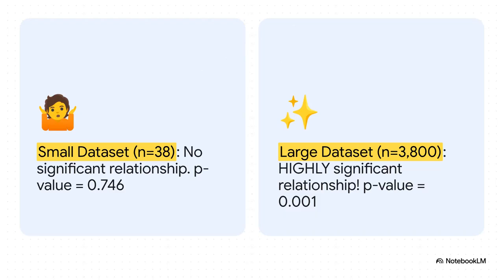And here are the results. For our small group of 38 people, the test comes back and says, nope, no significant relationship here. The p-value is huge, 0.746, basically saying this is just random noise. But for the massive data set, with the exact same proportions, the test practically shouts, this is a highly significant relationship. The p-value is a minuscule 0.001. How is that even possible?